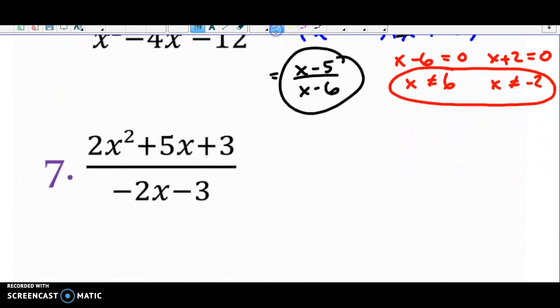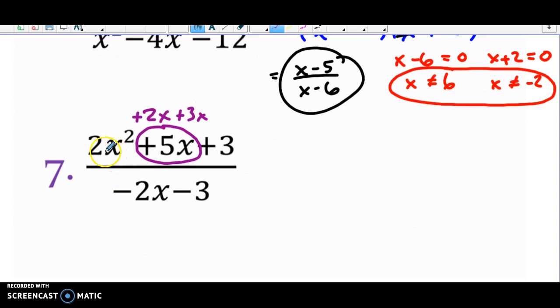And finally, number 7, definitely want to factor first. This one I'm probably going to want to factor by grouping. So remember, to factor by grouping, I'm going to take this middle term, a positive 5x, and break it apart into two pieces. So those two pieces need to add to 5x. So I'm going to make this a plus 2x plus 3x.